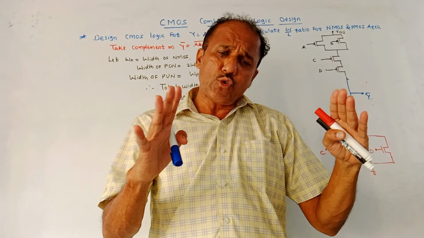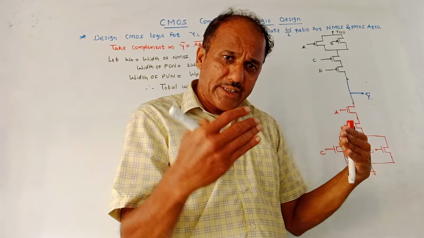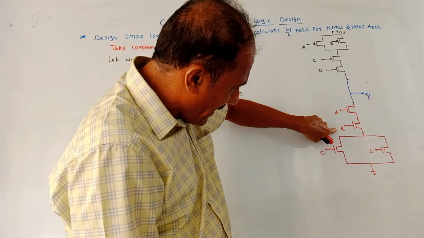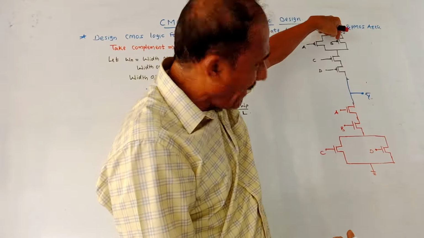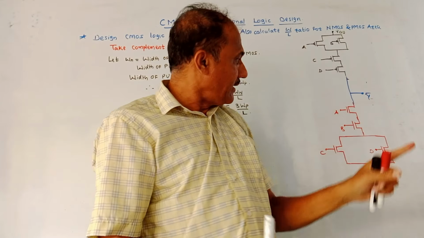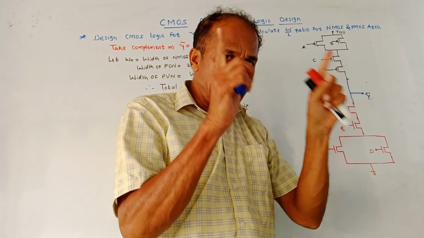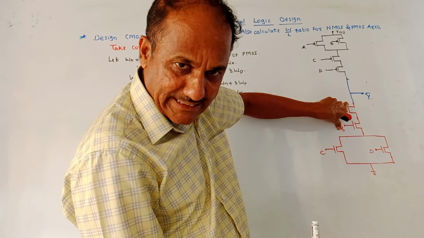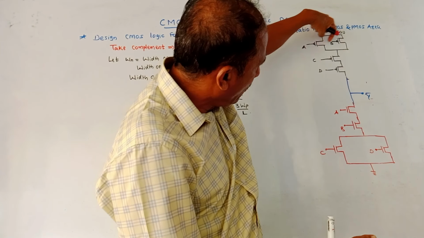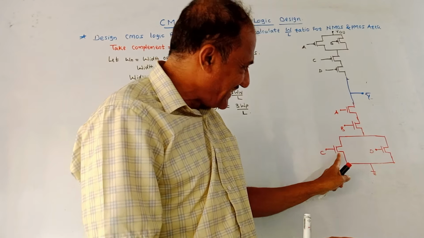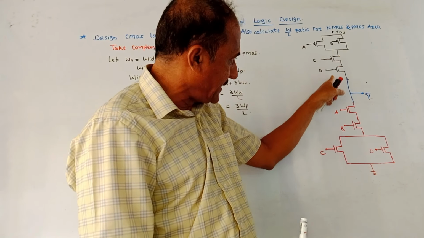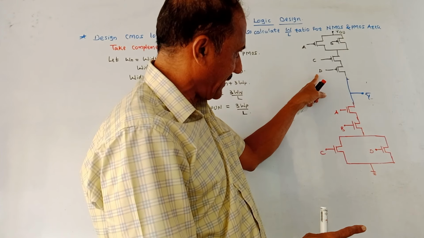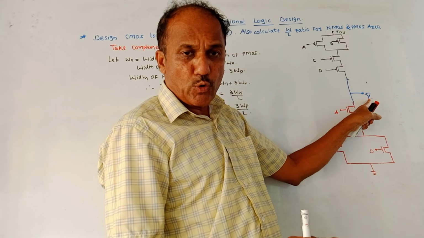Now you have to draw the diagram of PUN directly by taking a dual of this diagram. That means A and B are in series, so draw it in parallel. And one more important thing, here we are using N MOSFET. Instead of that, make use of P MOSFET. So A and B, which are in series for PDN, are drawn in parallel for PUN. Then C and D are in parallel, draw it in series. But here we have used N MOSFET, make use of P MOSFET. So at this point, you are getting the output Y bar.